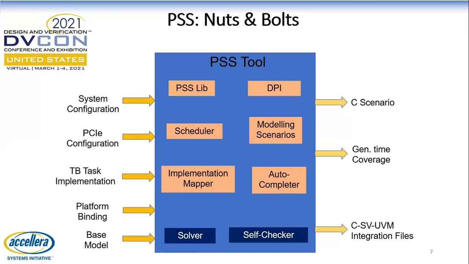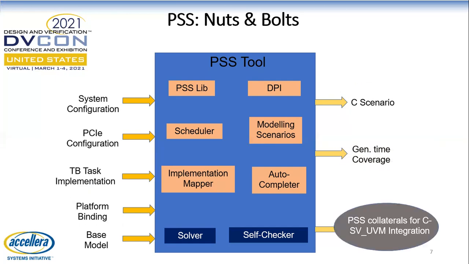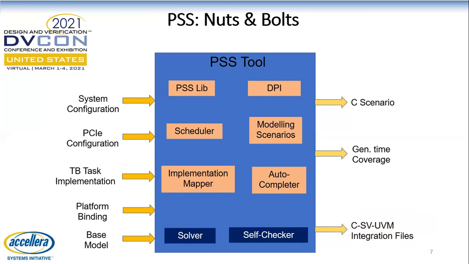The output of PSS tool are C scenario. It is basically the generated test case. Gen time coverage. That is, we get the coverage information at the time of generating scenario itself. The next one is C SV-UVM integration files. Here we get PSS collaterals, which helps in execution of C scenario in the SV-UVM test bench.